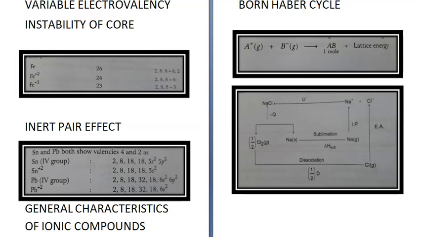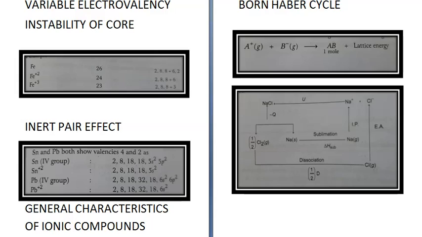Now, ionic compounds do not conduct electricity in the solid state, but in the molten state they conduct electricity, and even in solutions they conduct electricity. Aqueous solutions of ionic compounds give ionic reactions due to the presence of ions, and these reactions are very fast. An ionic bond is non-rigid and non-directional, therefore these compounds do not show stereoisomerism. These are the general characteristics of ionic compounds.